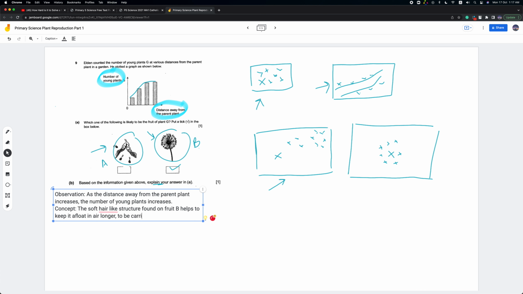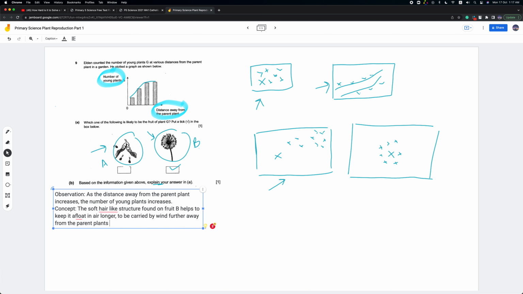to be carried by wind further away from the parent plant or parent plants. Okay, so this is the next part of the key phrase. To be carried by wind further away from the parent plants. And remember, we need to do a comparison. Alright, so what's the clue for the comparison?